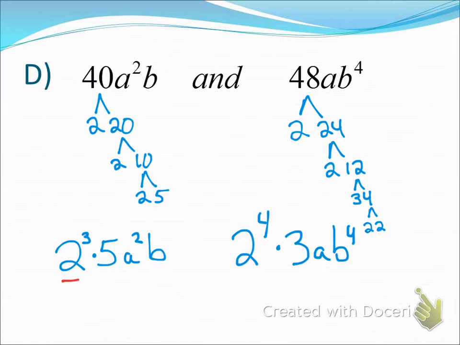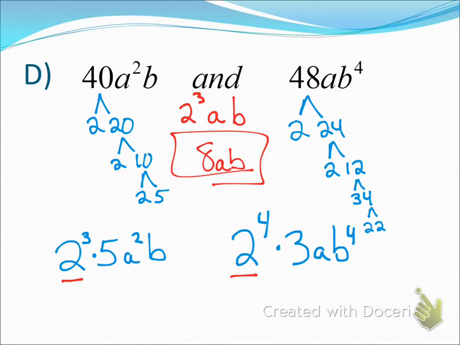All right, they both have 2s, right? 2 to the what? 2 to the 3rd. One has a 5, one has a 3, so neither of those are going to work. What about the A's? Just A to the 1st, good. What about the B's? Just B, good. What's 2 times 2 times 2? 8. So 8AB. You did it.